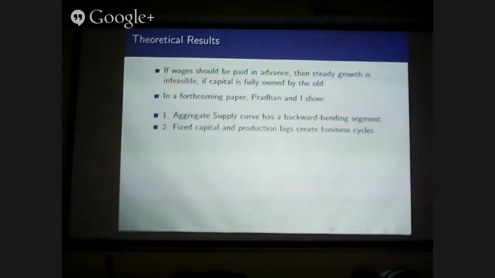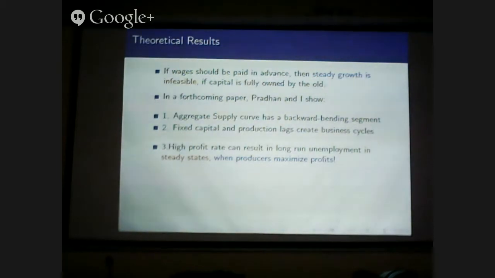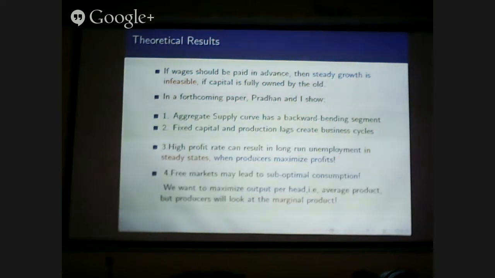You cannot avoid it. A high profit rate can result in long-run unemployment in steady states when producers maximize profits. Producers are efficient. They are maximizing profits. They are in a long-run situation, but you can have long-run unemployment. We show that. Free markets may lead to suboptimal consumption. We want, okay, but what do we want?